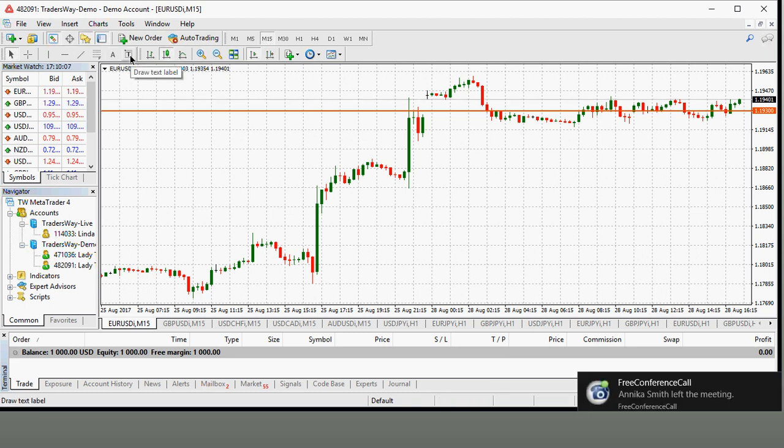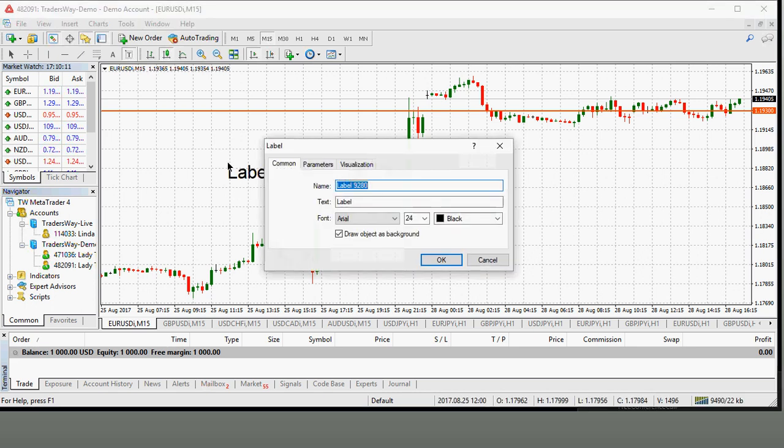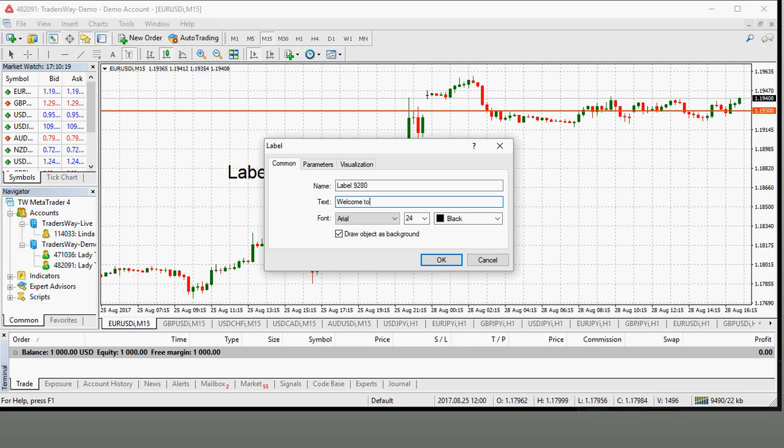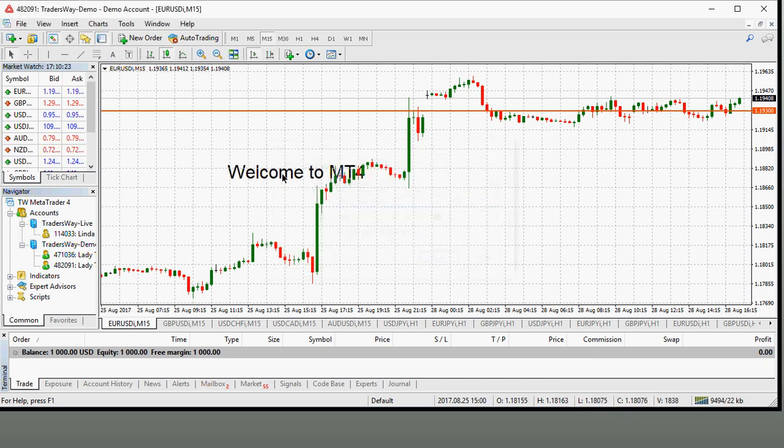And then, of course, the labeling. The T is how you draw your text label. You put it on your chart, and then, of course, you can write whatever you want to write in there. For your labeling. So those are going to be most important.